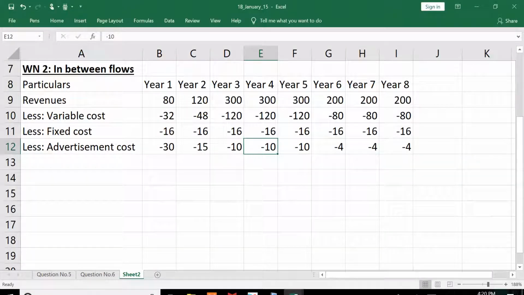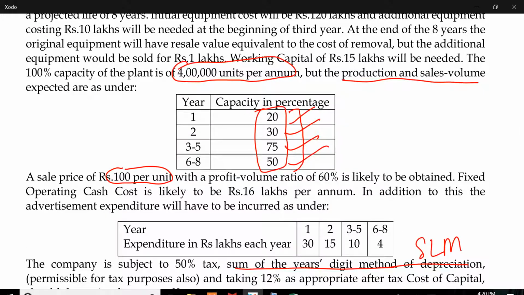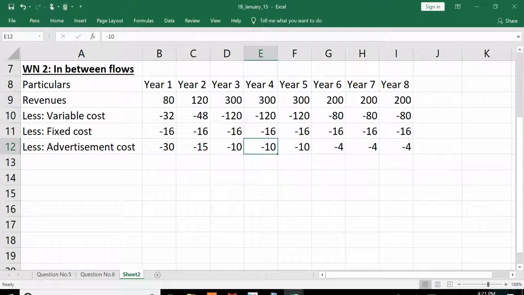Also, we assume that generally fixed cost is irrelevant except if it is mentioned. Correct. See, for example, in cost accounting, they may give certain additional information. Here, the additional information may not be available much. Institute normally takes it as relevant because this is specific to the project. Unless they use words like apportioned overheads, general overheads, corporate overheads, we normally tend to take it as relevant. So less variable cost, less fixed cost, less advertisement cost.